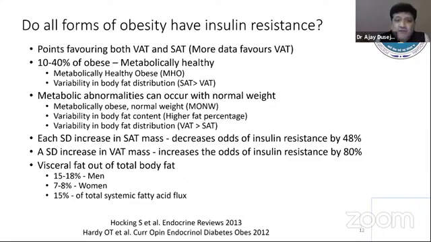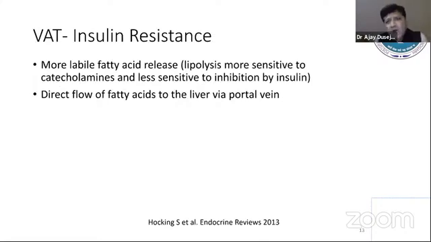And even if you look at the free fatty acid flux, which happens because of the increased lipolysis in insulin resistance, only 15% is contributed by the visceral fat. So I think the rest is all subcutaneous. So these are the points favoring that the subcutaneous adipose tissue also probably contributes towards insulin resistance, and it's not only the visceral adipose tissue, but as I said, the data is more in favor of visceral adipose tissue.